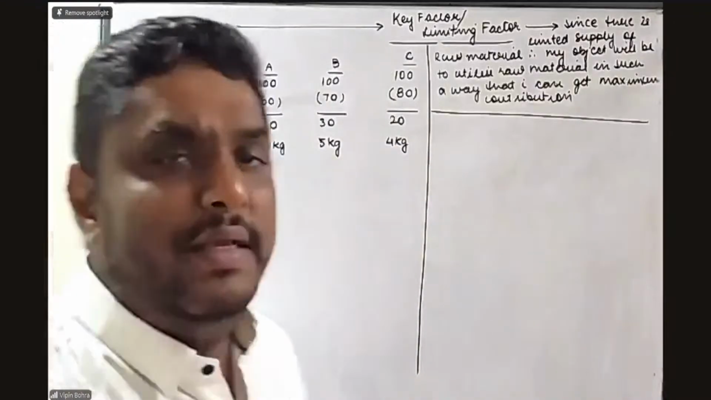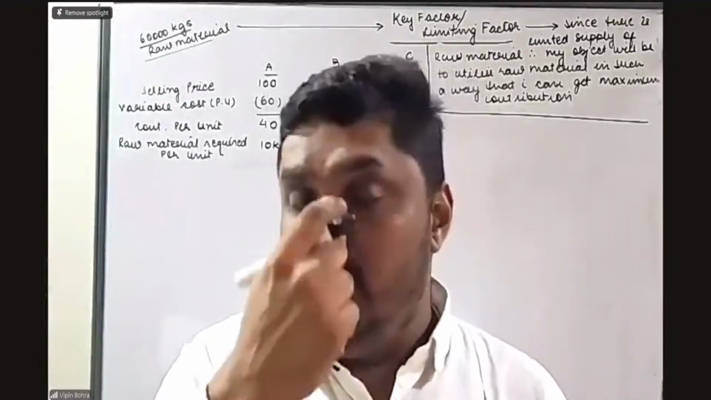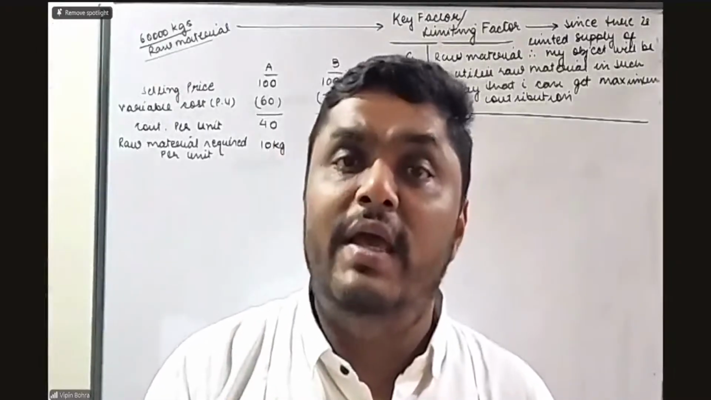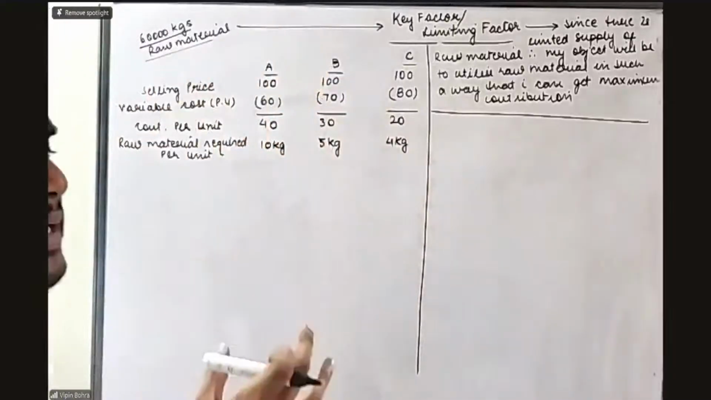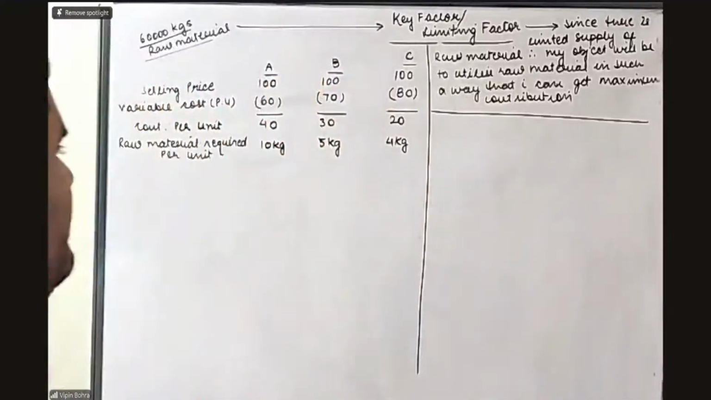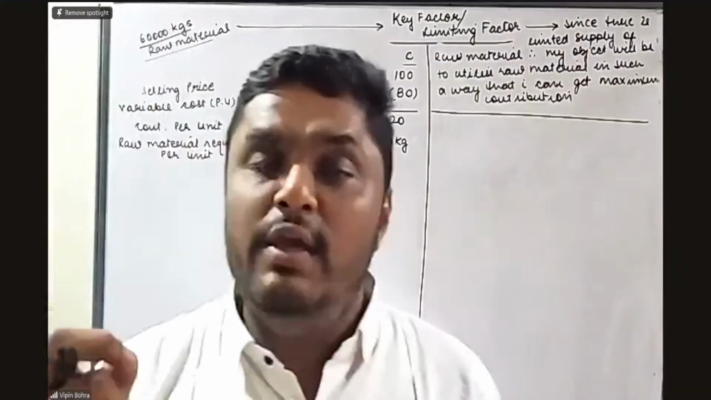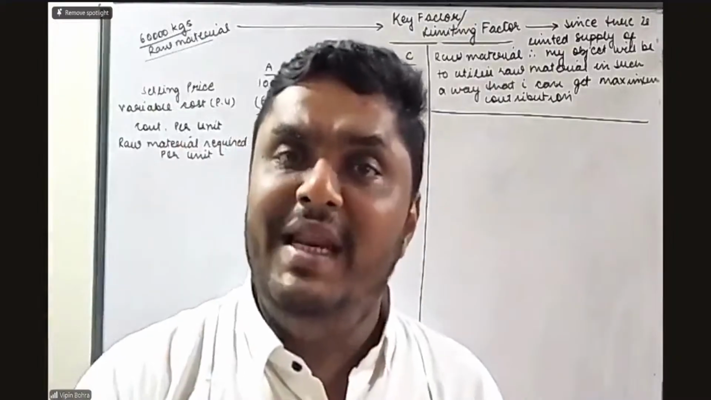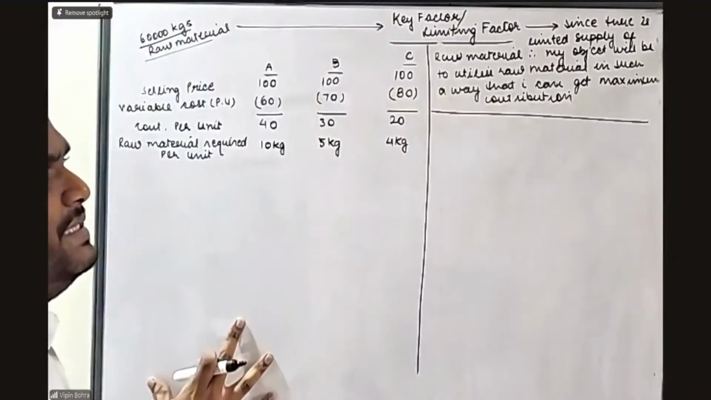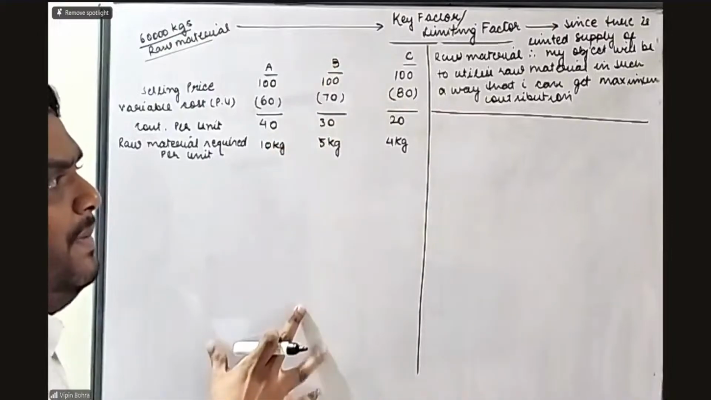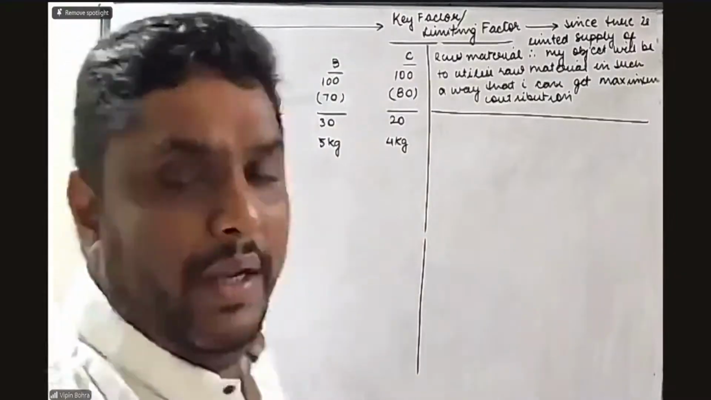I repeat again, since my raw material is in a very limited quantity, so my object will be to utilize the raw material in such a way so that I can get the maximum contribution. So herein, since raw material is the key factor, this information is given in the question, wherein raw material required per unit. That is, एक unit बनाने में कितना raw material लगता है. So to manufacture product A, 10 kgs is required. To manufacture product B, 5 kgs is required, and to manufacture product C, 4 kgs is required.